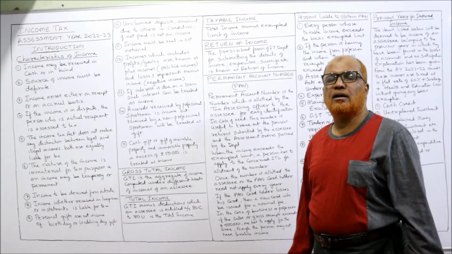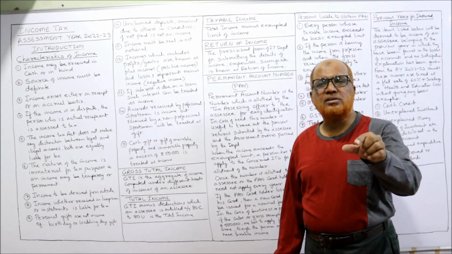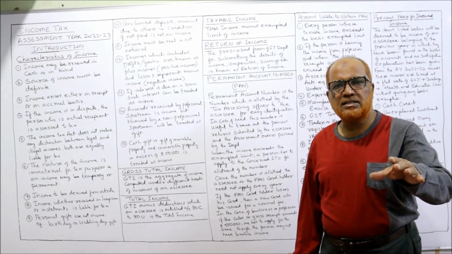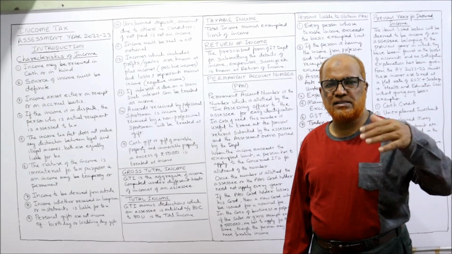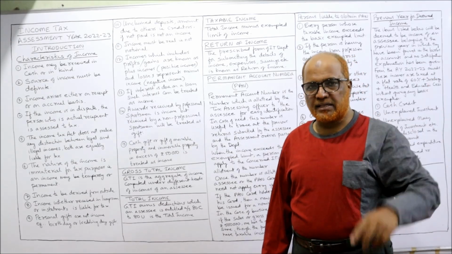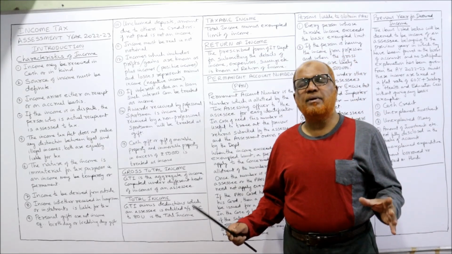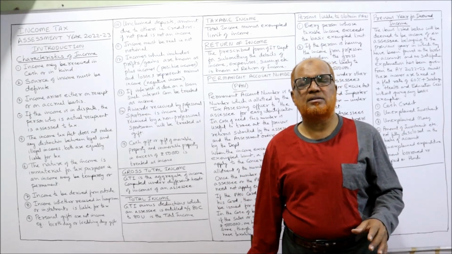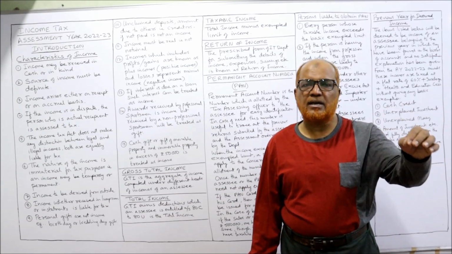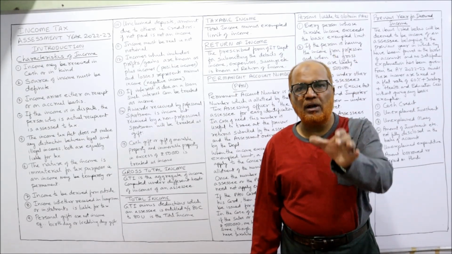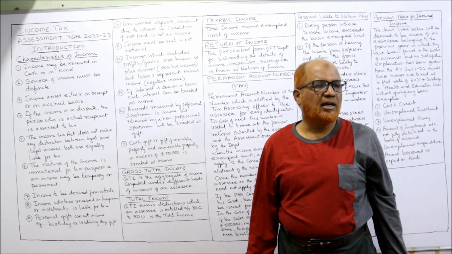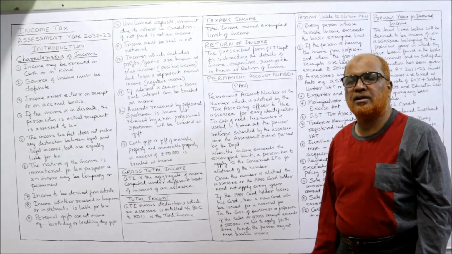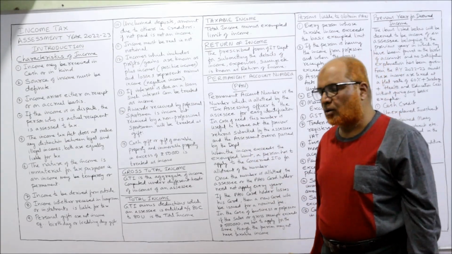Now, return of income. A return of income is the process through which a person submits the details of his income, expense, savings, etc. to the income tax department. Filing the return means every person has to submit the details of his income, expense, savings, etc. in that formal way to the income tax department. That is called filing of return of income. Next, permanent account number.